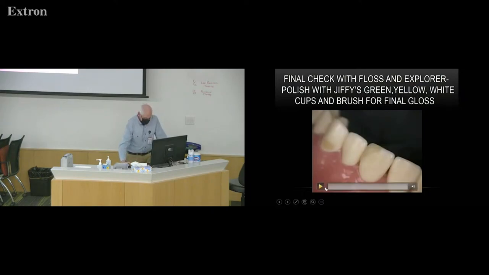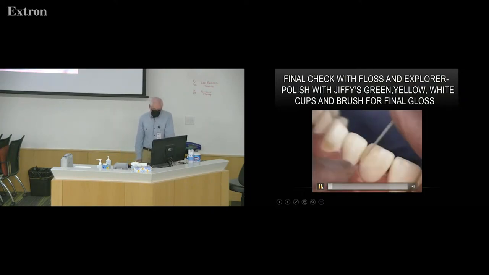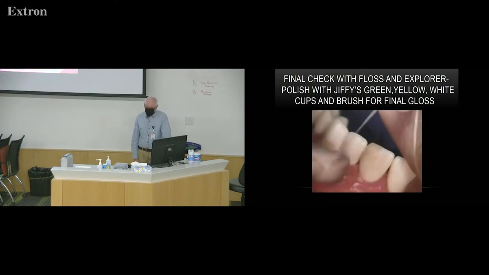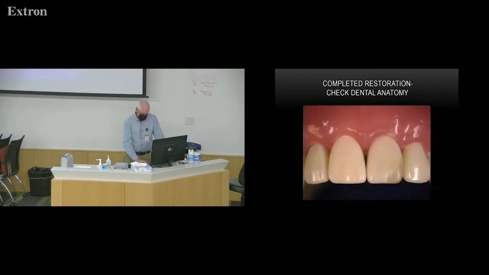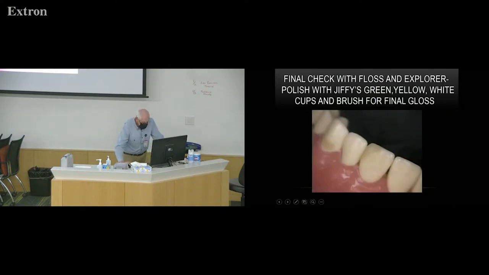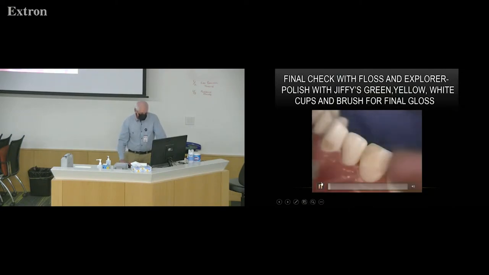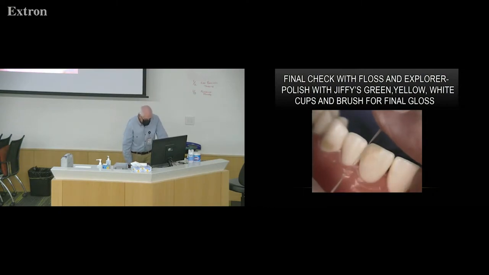Then we do our final check. Make sure we've got a good contact. It doesn't fray when we pull it up. If it frays, that means you've got to go back with a number 12 blade and get rid of that overhang. You can't feel the margin in either direction with the explorer. And then we do the final finishing, and you can use, I guess I'm not showing it here. Okay, you can use the brush that looks like a broom, and that'll polish it.